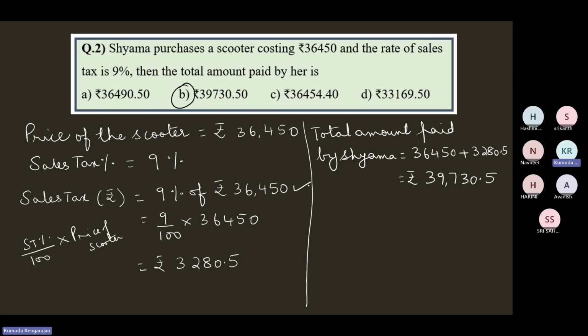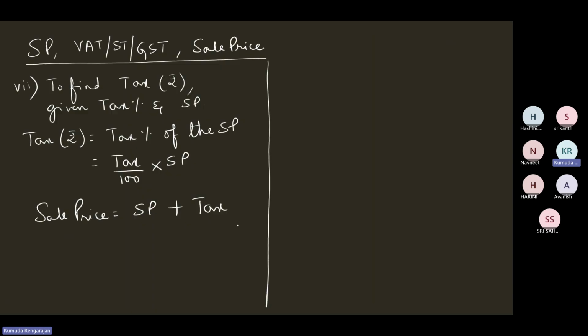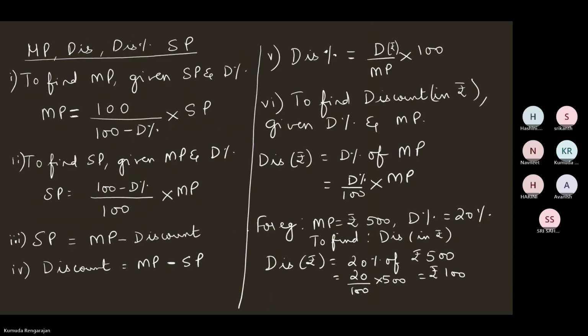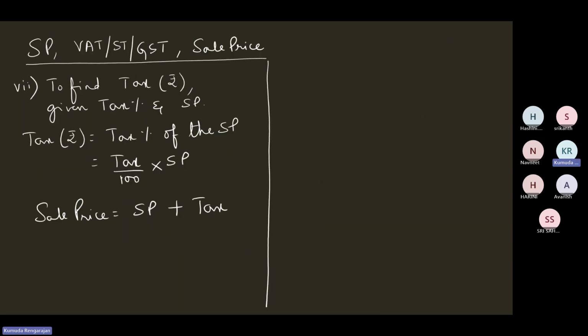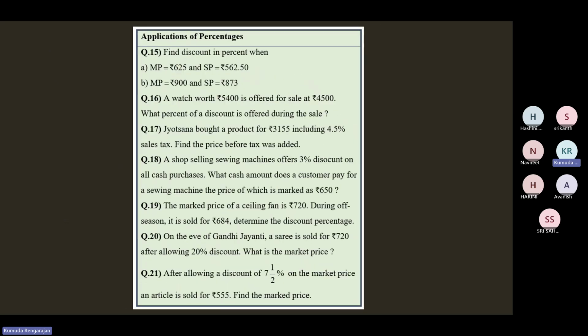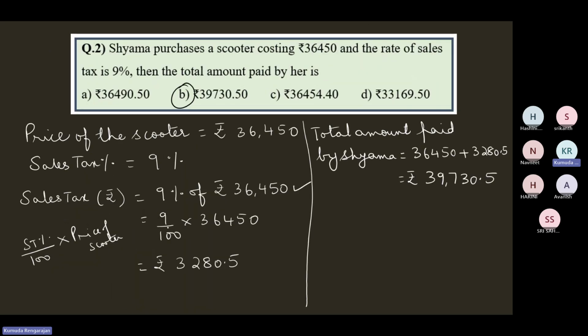Instead of writing it like this, if you had written the formula, sales tax percentage, here we have no sales tax in rupees. Tax in rupees is equal to tax by 100 into SP. If you have to find the tax in rupees, it is the tax percent by 100 into SP. You could have also used this formula here. After substituting, you'll get the same thing.